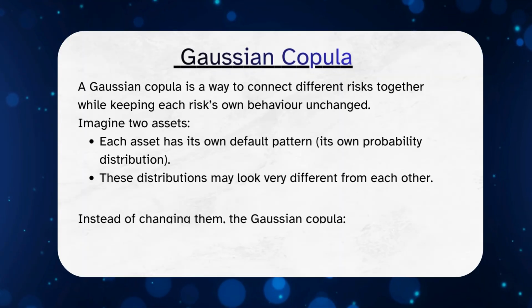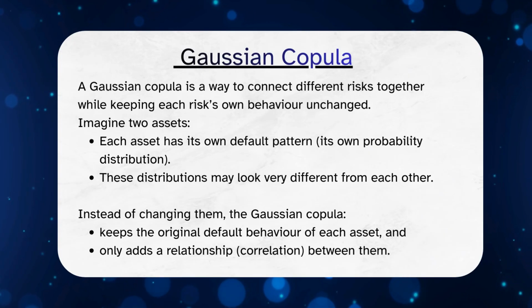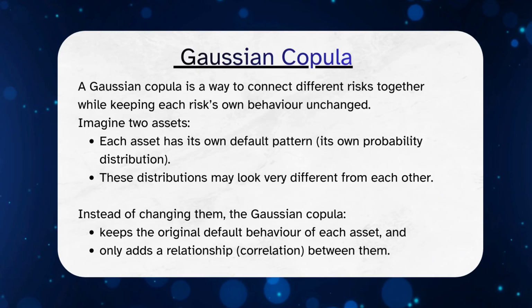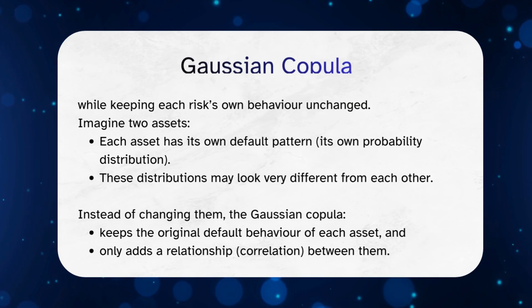Let's start with the basic idea. A Gaussian copula is a tool used in finance to connect the risks of different assets. Each asset has its own default behavior and its own probability distribution. Instead of changing these individual distributions, the Gaussian copula keeps them exactly as they are and simply adds a relationship between them. In other words, it separates individual risk from dependency risk. This is very useful in credit risk because assets may default together even if their standalone risks look completely different.